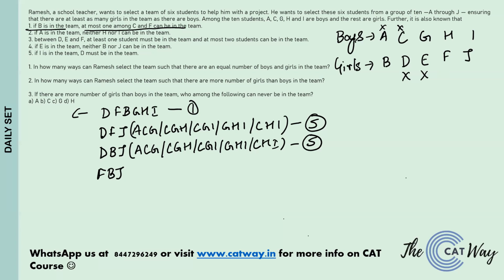Now we have only one possible case for three boys, that is G, H, I, but this case is also not possible. Why is this case not possible? See, if I is in the team, D must be in the team. Here I is coming, but D is not there. So that means the case in which the three girls are F, B, J is never possible. So these are the only possibilities that we have. That means the total number of possibilities comes out to be 11. The correct answer for question number 1 is 11.